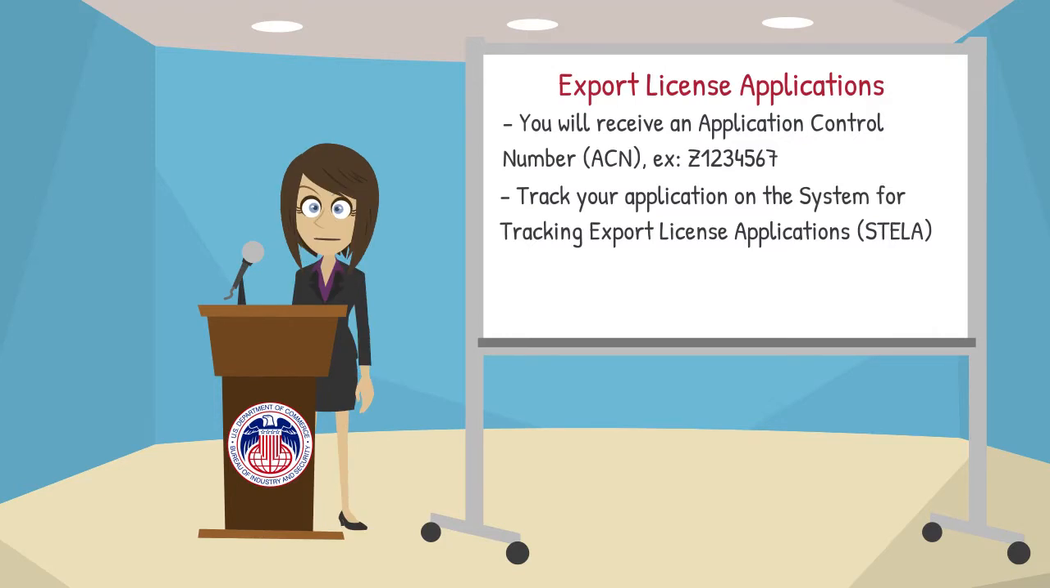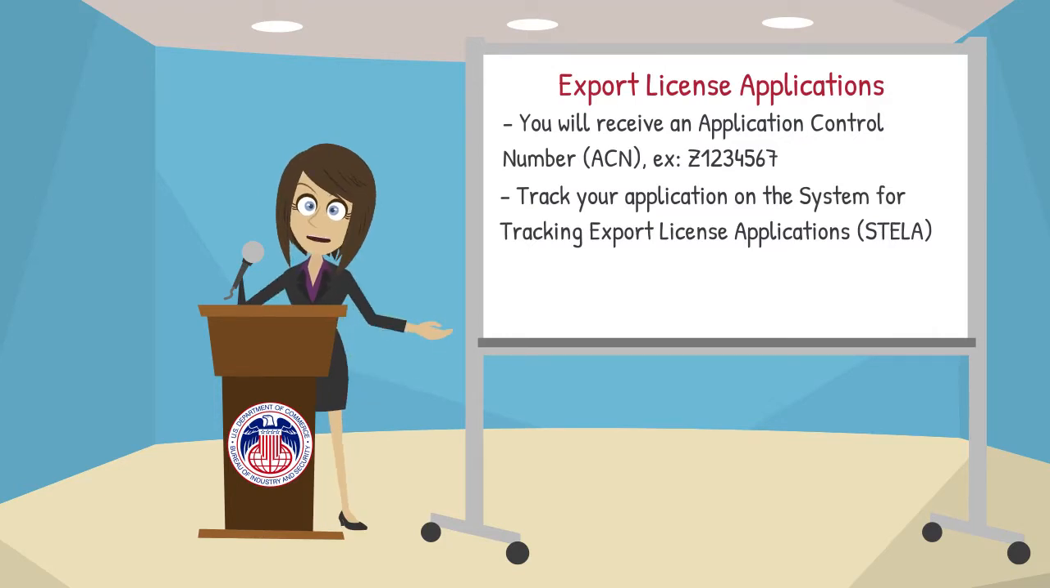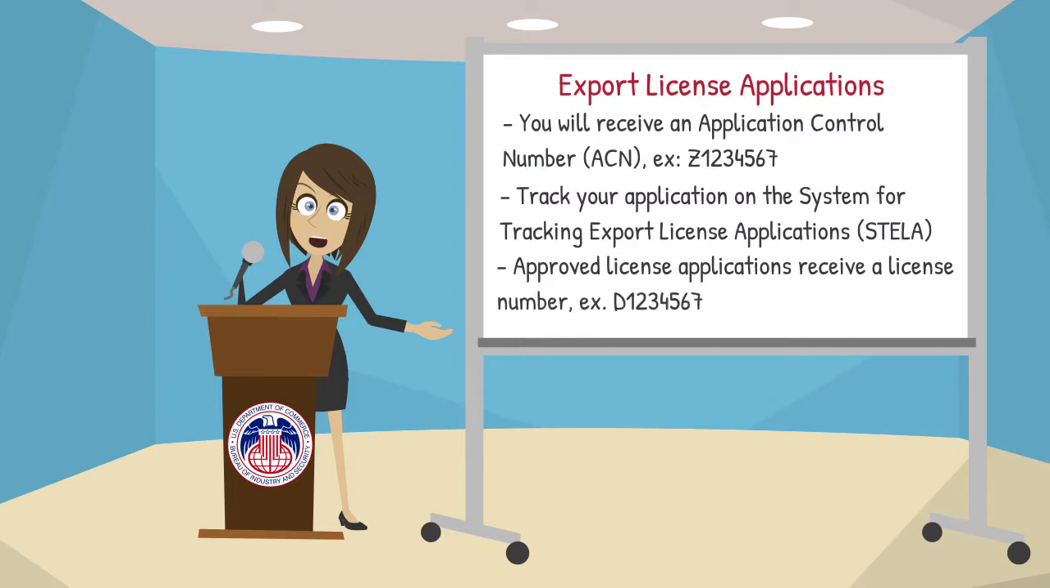https://snapr.bis.gov/stela/. BIS assigns each approved license application with a license number that starts with the letter D followed by a string of numbers that you will need for export clearance purposes.